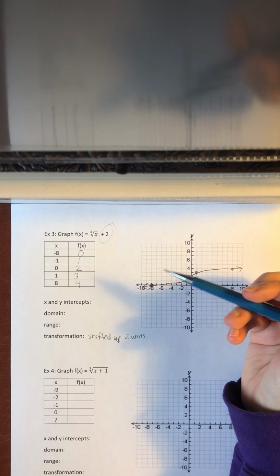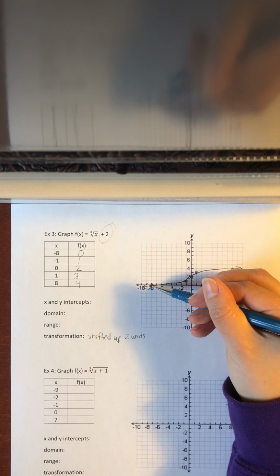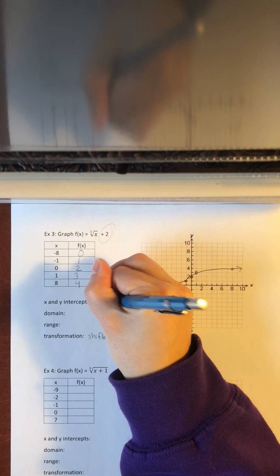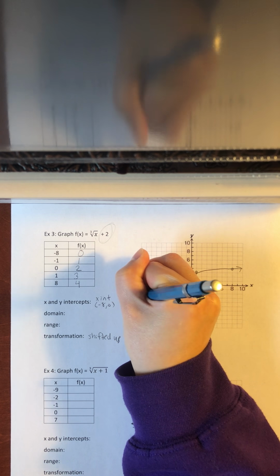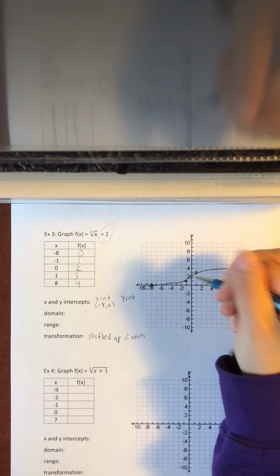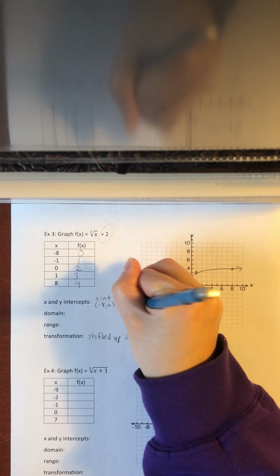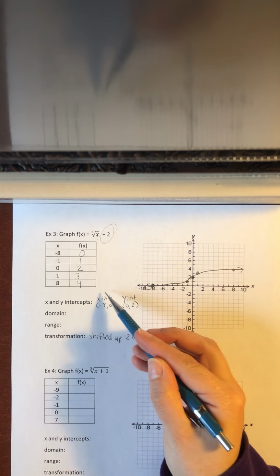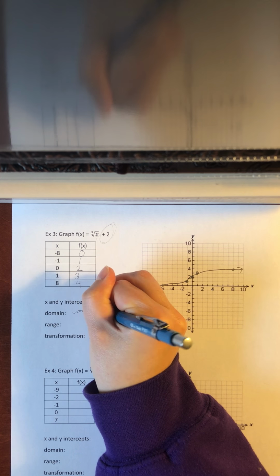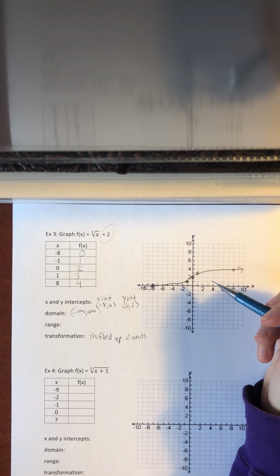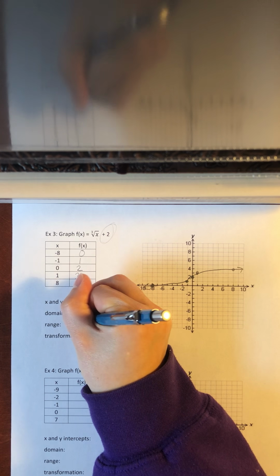X and Y intercepts. Your X-intercept is negative 8, 0. Your Y-intercept is 0, 2. Your domain, all of your possible x values, same thing, negative infinity to positive infinity. And your range also goes from negative infinity to positive infinity.